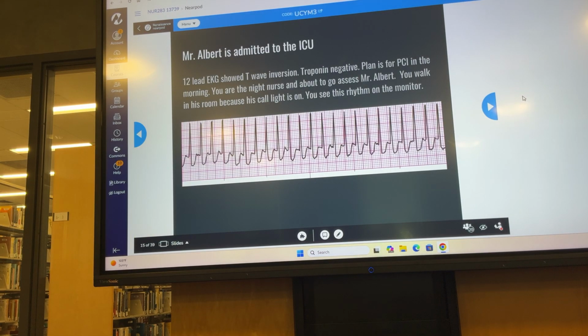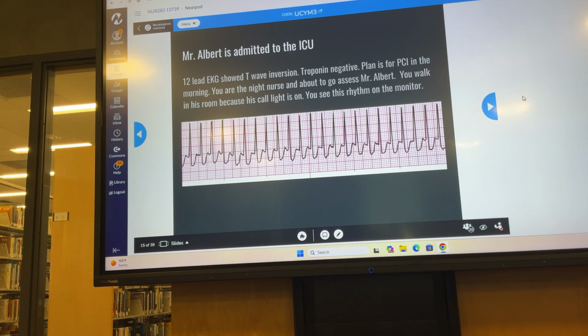Okay, so Mr. Albert is admitted to the ICU. The 12 lead showed T-wave inversion. The troponin was negative. Plan is for the PCI in the morning. You are the night nurse, and you're about to go assess Mr. Albert. You walk in his room because his call light is on, and you see this rhythm on the monitor. Okay, so pause for just 1 second.